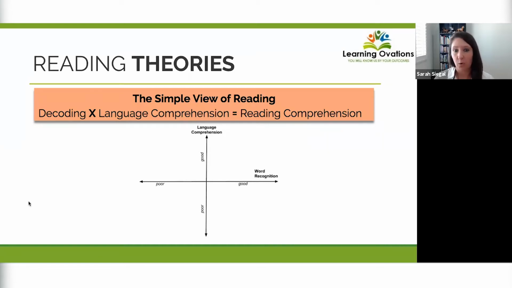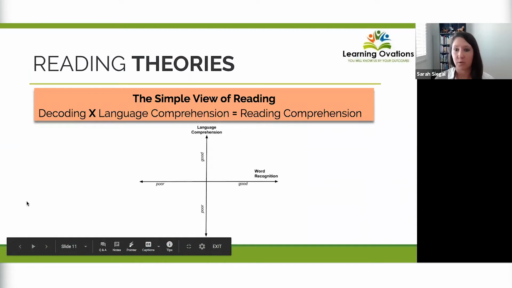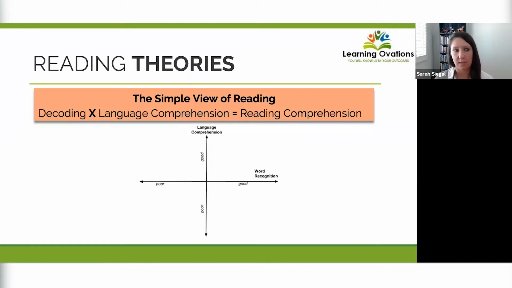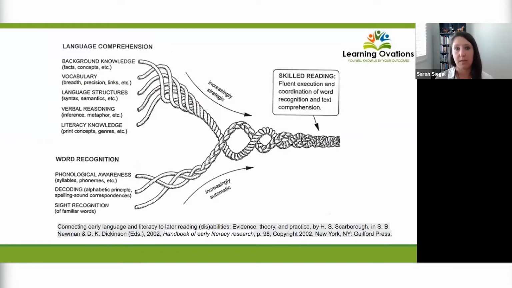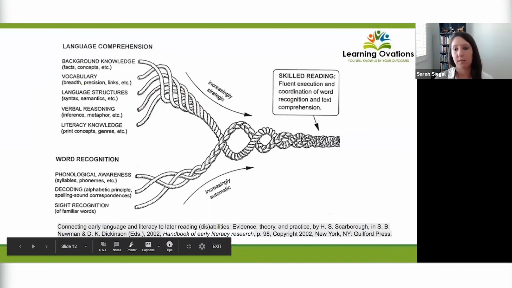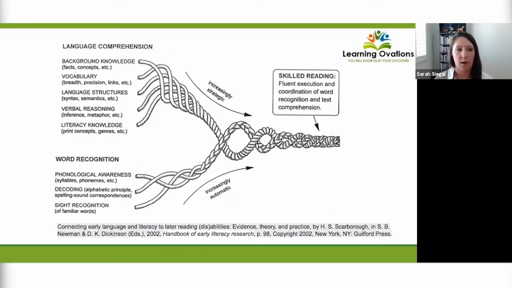The other thing that's really important to consider here, right, is if decoding or language comprehension is 0, the whole equation falls apart. So we really need to support both of these skill areas. The other graphic that's really commonly used when we're thinking about the science of reading and these overarching concepts is Scarborough's rope. So this is essentially telling that same story, right? Comprehension or skilled reading here is made up of two components: language comprehension and word recognition. And it's a bunch of the sub-skills that make up these two components, as well as this increased automaticity and strategic use of these different skills that lead to that skilled reading comprehension.